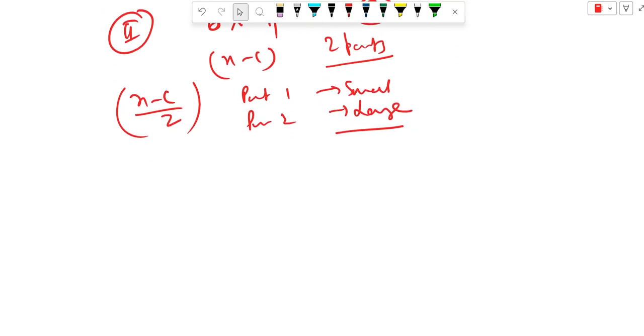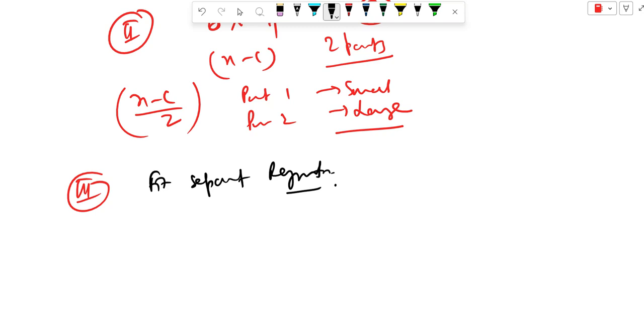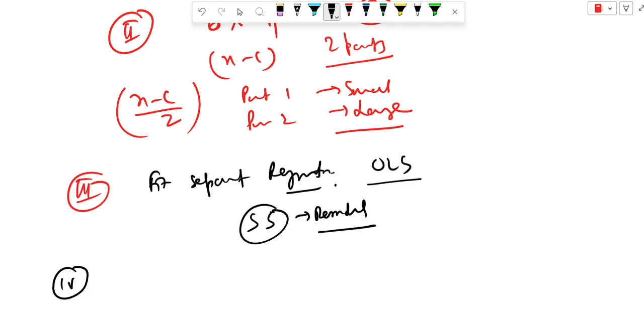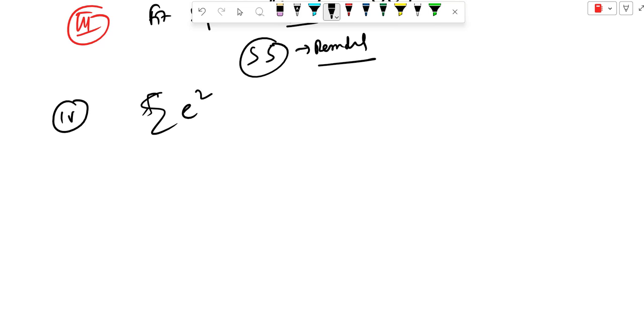Now we are going to the third step. What happens in the third step? We have to fit separate regressions, by the OLS method, to each part and obtain the sum of squared residuals from each. Done. Step 4: now we have the summation of e-i square, the sum of squared residuals from step 3. There will be two parts, e1 square and e2 square, one from the sample of low values and the other from the high values. Low and high, the two are distributed.